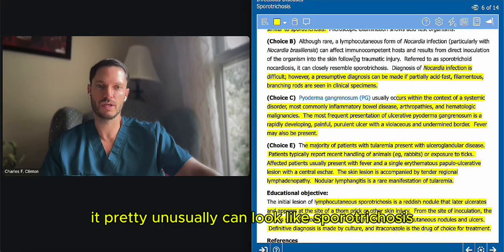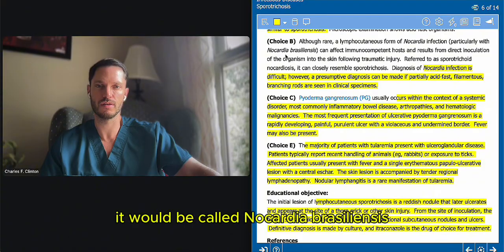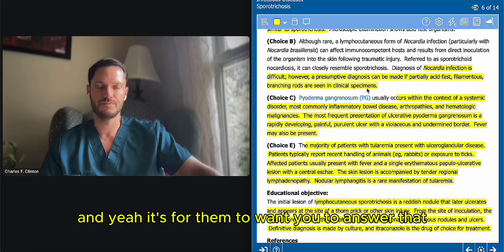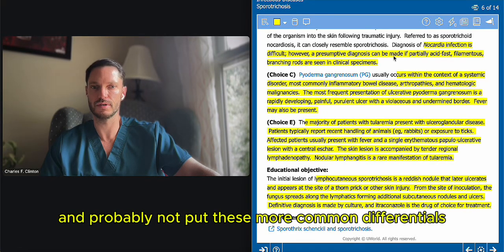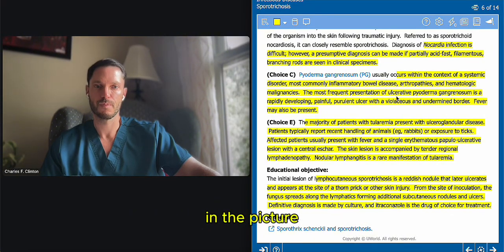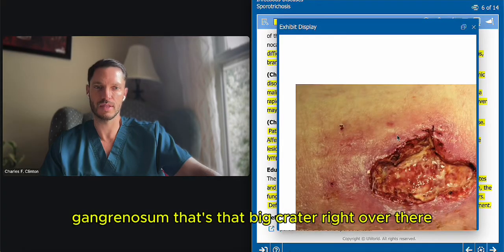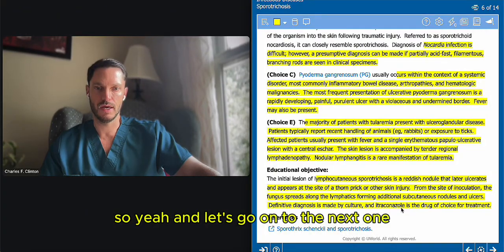Nocardia, it pretty unusually can look like sporotrichosis. It would be called Nocardia brasiliensis. And yeah, for them to want you to answer that, they have to give you some clear reasons and probably not put these more common differentials in the picture. I'm just going to show you a picture of pyoderma gangrenosum. That's that big crater right over there. So yeah. And let's go on to the next one.